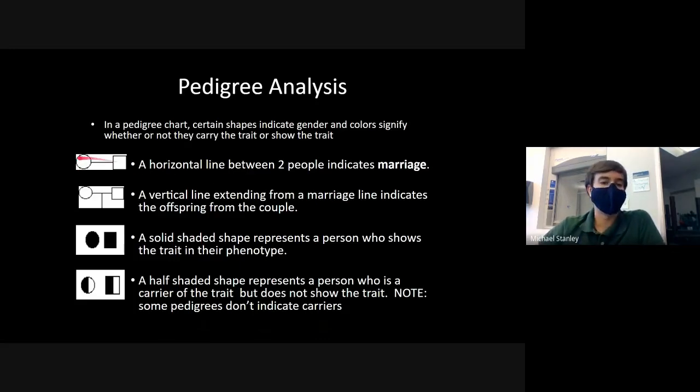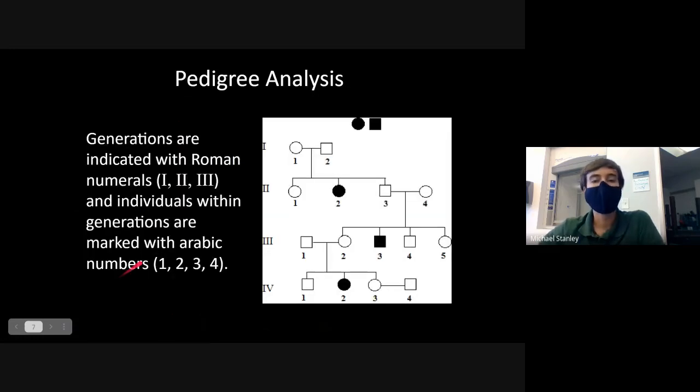So a female and a male are connected by marriage, and then they have some children. Filled in means that they have the trait, and half filled in means that they could be a carrier. We can then label pedigrees with some simple labeling.